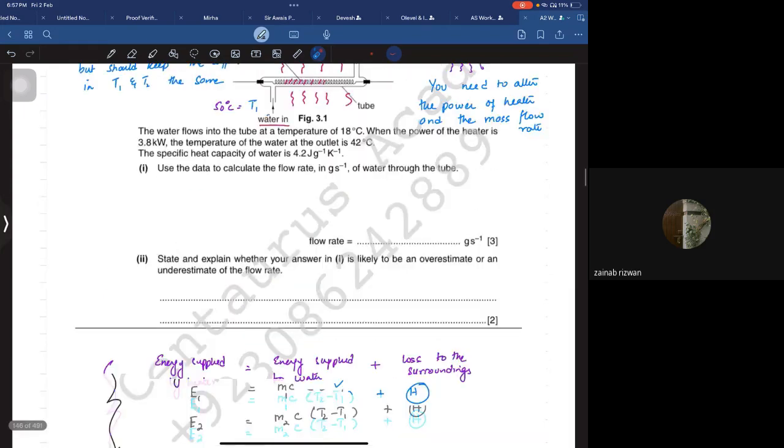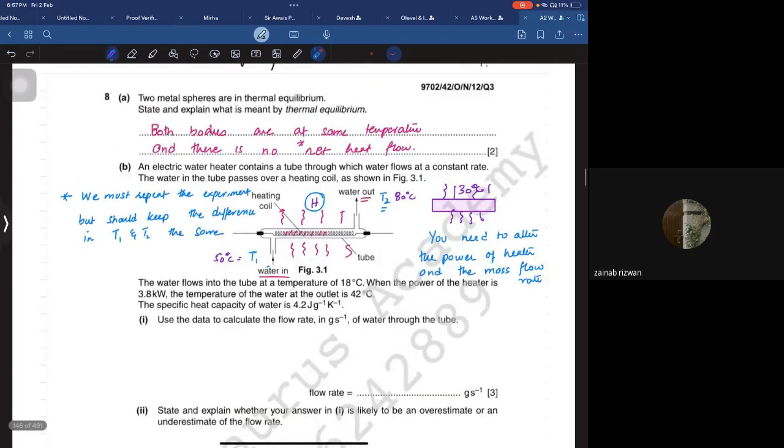Okay. Now, in this experiment, it says that water flows into the tube at a temperature of 18 degrees Celsius, and the power of the heater is 3.8 kilowatts. The temperature of the water outlet is 42, so this is the change in temperature. It says the specific heat capacity is this. Use the data to calculate the flow rate. Flow rate means the mass per unit time.